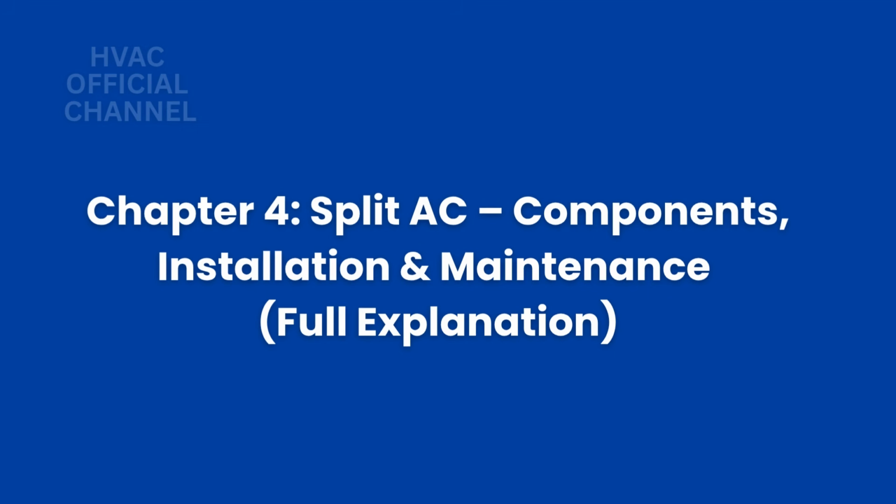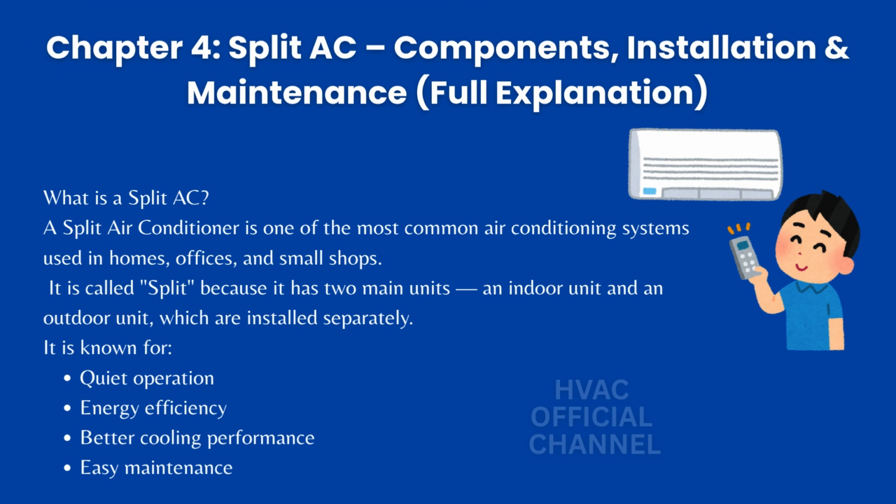Chapter 4. Split AC. Components, installation, and maintenance. Full explanation. What is a split AC? A split air conditioner is one of the most common air conditioning systems used in homes, offices, and small shops. It is called split because it has 2 main units, an indoor unit and an outdoor unit, which are installed separately. It is known for quiet operation, energy efficiency, better cooling performance, easy maintenance.